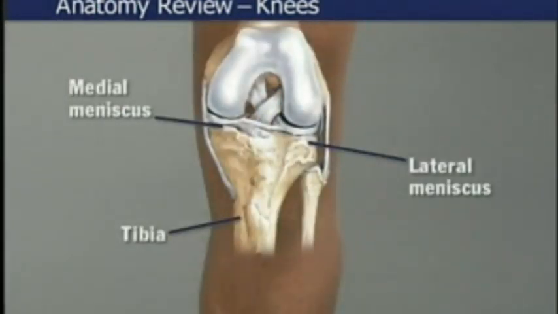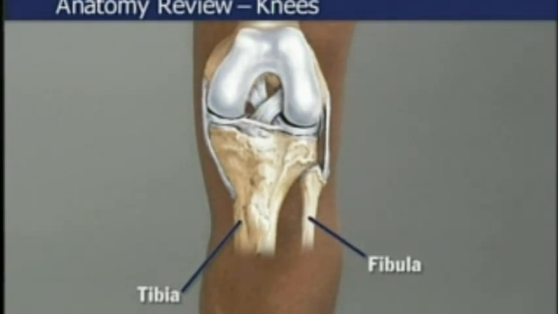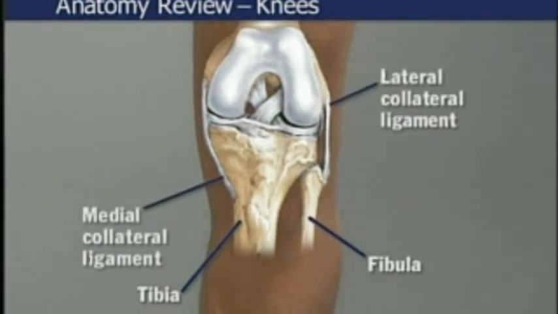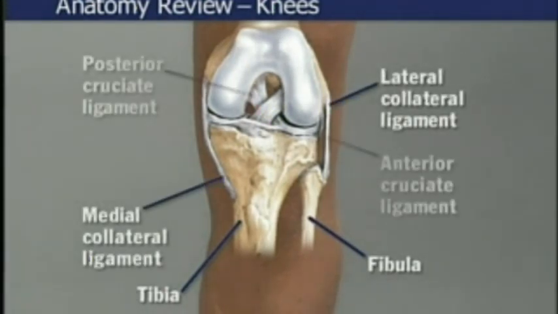On the upper surface of the tibia lie the medial meniscus and the lateral meniscus. The menisci cushion some of the stress on this weight-bearing joint. Four ligaments help stabilize the knee: the medial and lateral collateral ligaments, and the anterior and posterior cruciate ligaments.